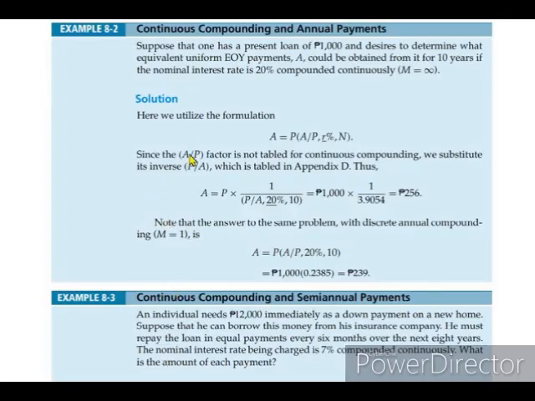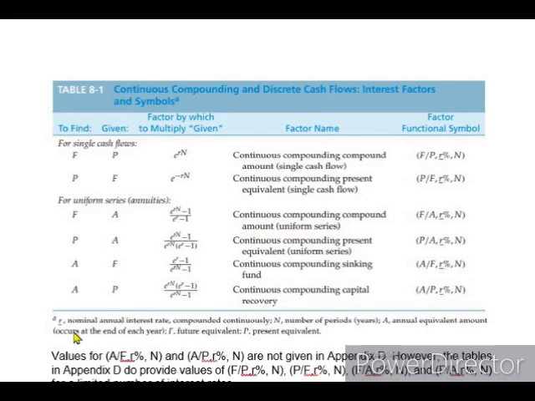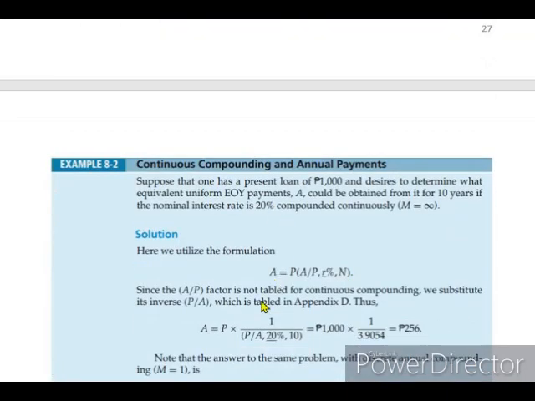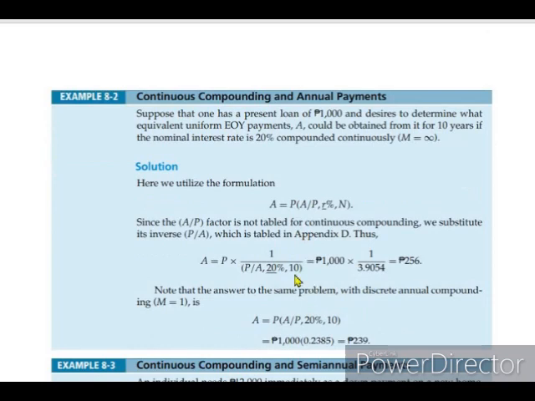Okay? So, since A given P factor is not tabled for continuous compounding, we substitute its inverse P given A, which is tabled in Appendix D. So guys, sabi dito, dahil itong formula to wala siya dun sa table ng Appendix D, ang pinalit is yung kabaliktaran itong P given A. Okay? So, anong formula ng finding P given A? Ito guys, finding P given A. Pero sabi dito, titingin lang daw, yung ginawa dito, tumingin lang siya sa Appendix D. So, titingnan natin ngayon ito sa Appendix D. Ito. So, finding P given A, 20% 10.